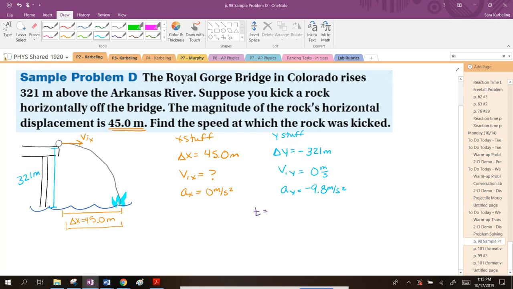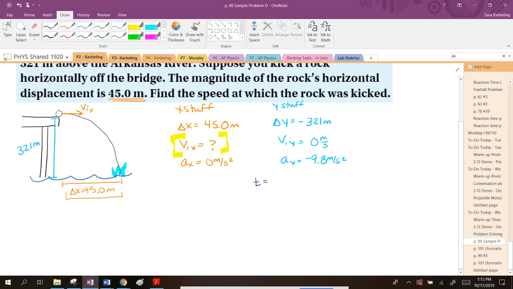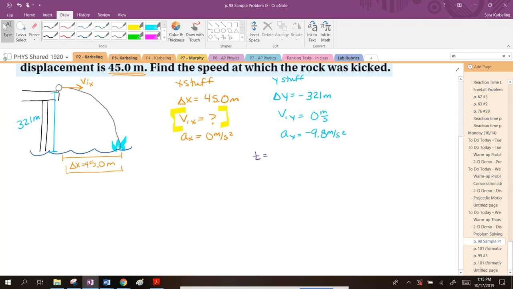So again, this problem is kind of similar to the one that we did yesterday, but in this case, they're really only asking for one thing. They're asking for the speed, and so we see that that's right here, okay? That's the thing we want to know, but we can't solve for the x stuff without solving for time first. So it's kind of a hidden question in there that we need to find the time first. So we're going to look at our givens.